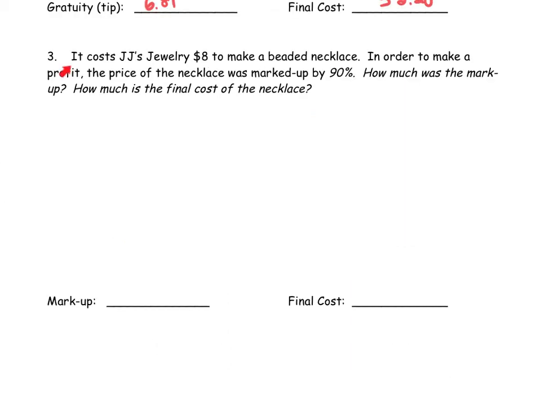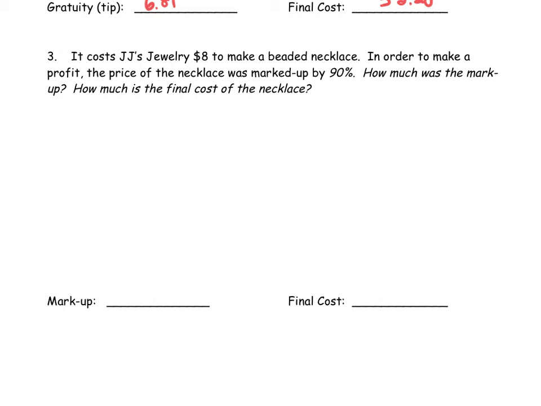So this says it cost JJ's Jewelry $8 to make a beaded necklace. In order to make a profit, the price of the necklace was marked up 90%. How much was the markup, and how much was the final cost of the necklace? So all three of these problems are very similar because they require us to find either one part or both parts, but it requires us to add them on.